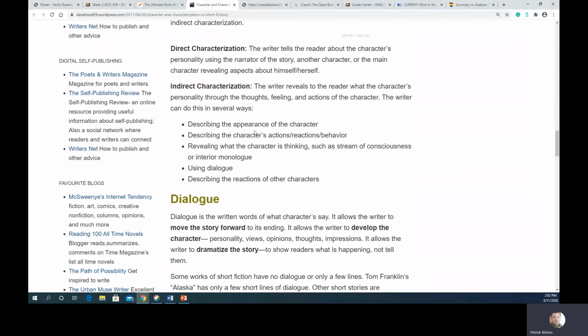So if you look here, it gives you other ways that the writer can do that. It can be through reactions from other characters. It could be from the use of dialogue. It could be the use of stream of consciousness or internal monologue, which we'll usually talk a little bit more about in the weeks to come. It can be describing the character's actions, reactions, and behavior, or the appearance of the character.